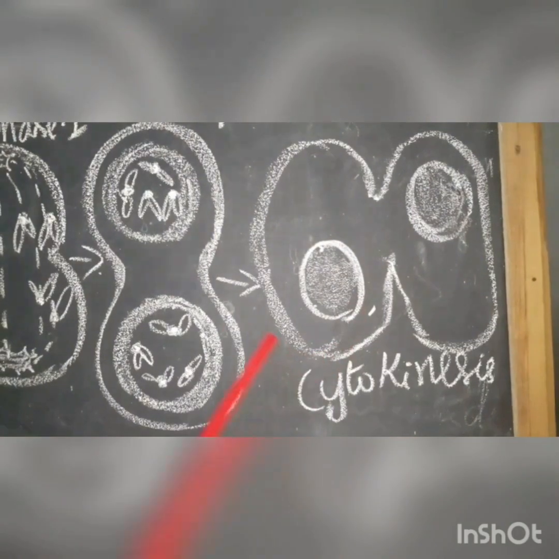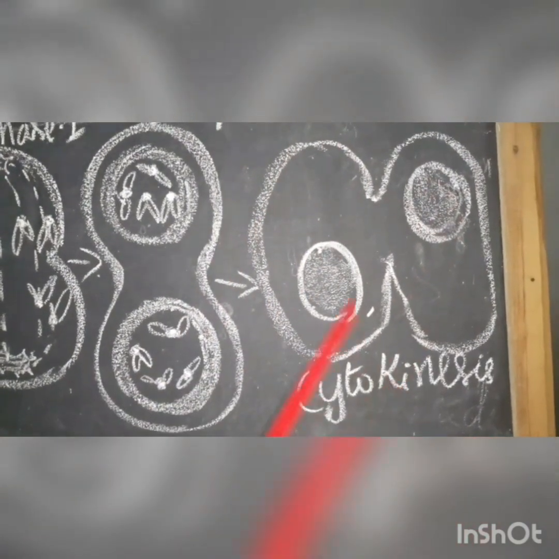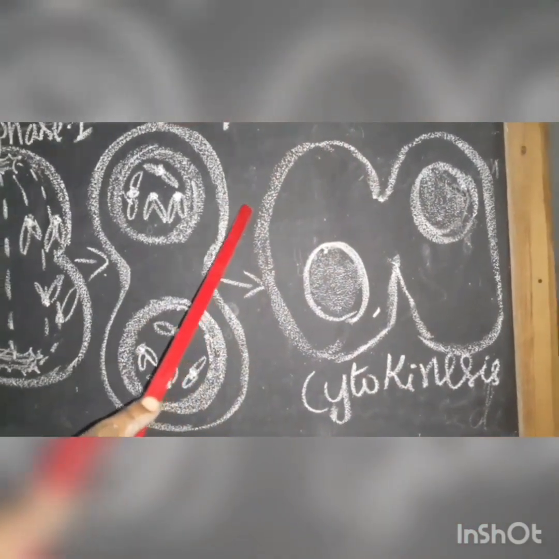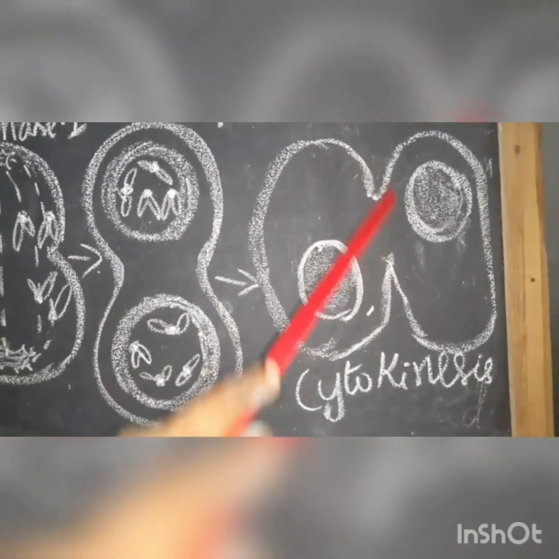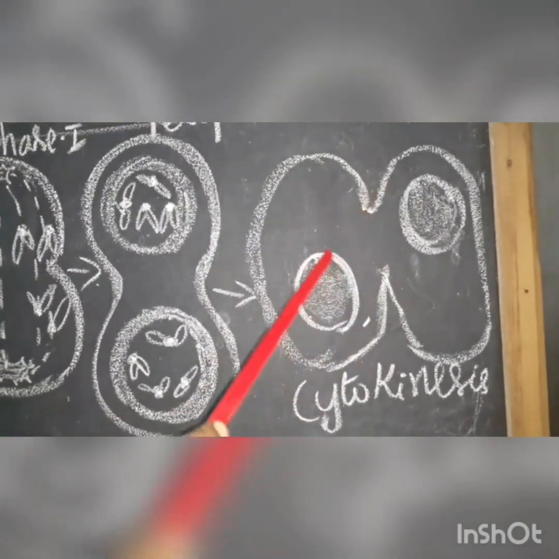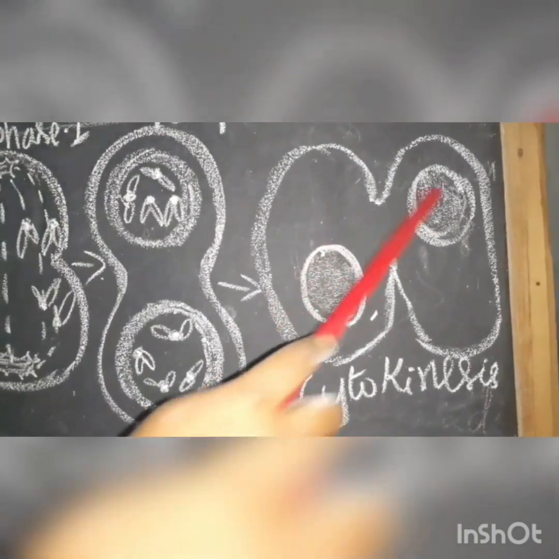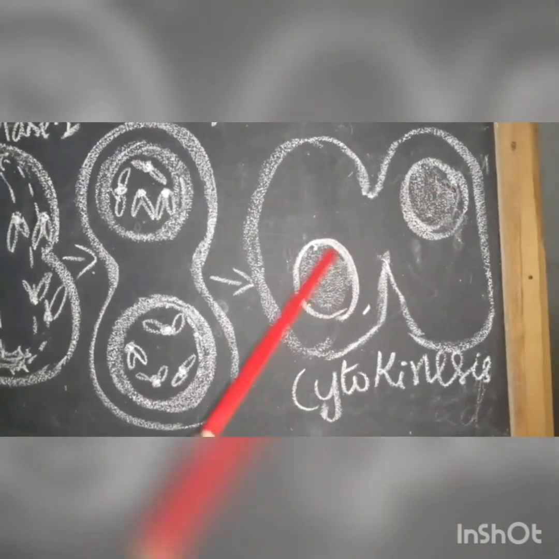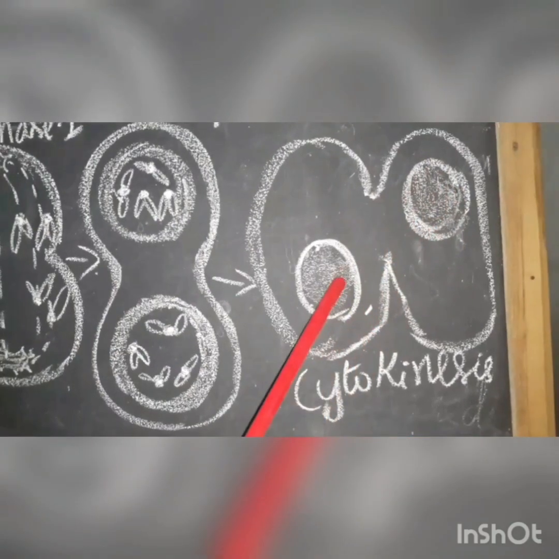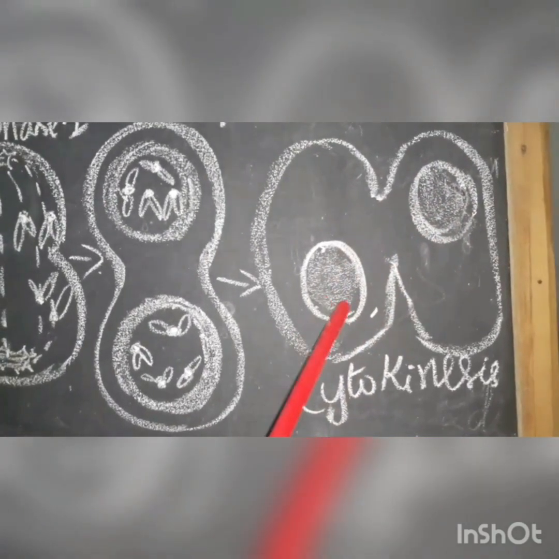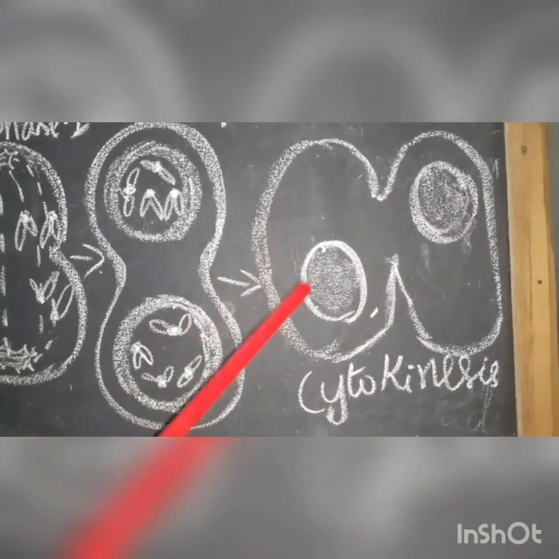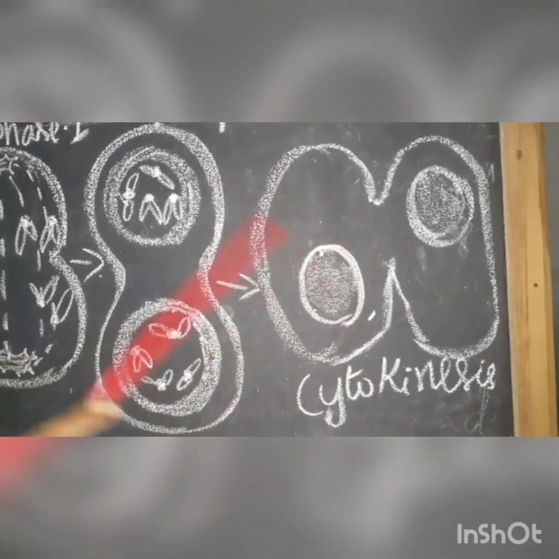The next one is cytokinesis. Here the constriction occurs in the middle. The constriction deepens and divides. The cytoplasm also divides. So the nucleus also divides and the cytoplasm. As a result, they form two daughter cells from the parent.